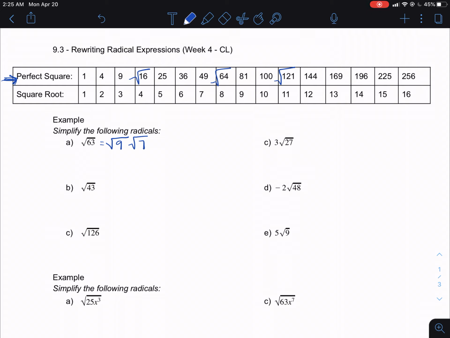Okay, and we know the square root of 9 is 3. We don't know the square root of 7, we get a decimal. So this is our simplified radical form, 3 square root of 7.